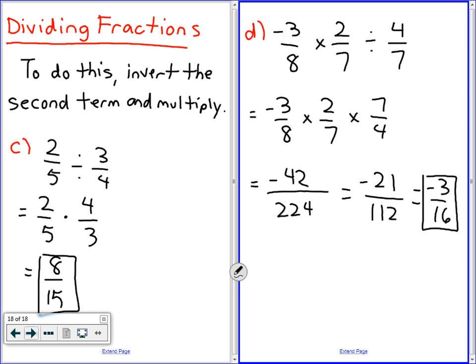Okay, I'm going to do this the fast way now. Are you ready for the fast way? Ready? Here we go. 7 and 7 cancel. And 2 and 4 change to 1 over 2, so that's going to be -3 over 16. Just like that.